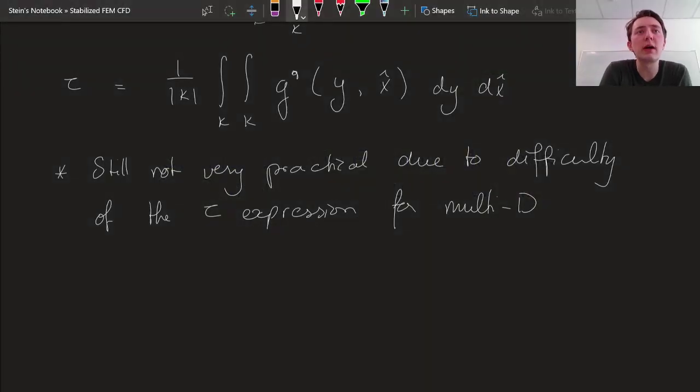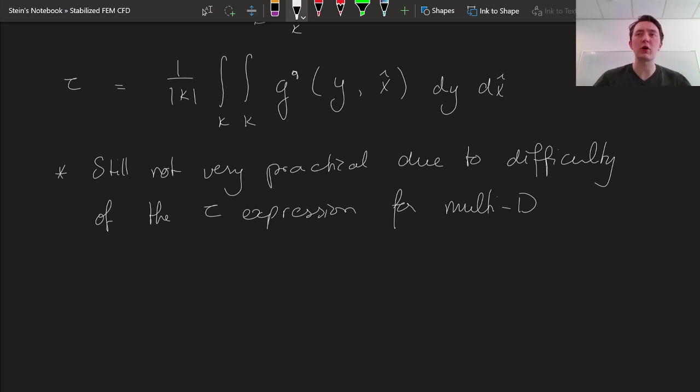So we want to approximate our stabilization parameter, for which we now found an explicit definition based on these fine-scale Green's functions as an element average of the integral of that fine-scale Green's function. Now, we said this was not very practical because these expressions for the fine-scale Green's functions can be very complex, and we've made so many approximations at this point that it really doesn't make sense to use a definition like this in the multi-D case.